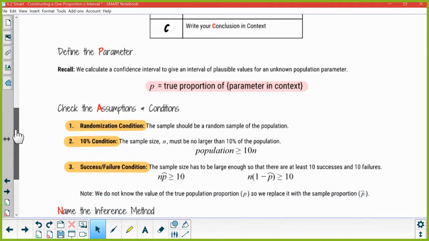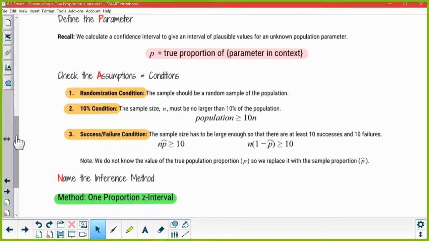Next thing we're going to do is check assumptions and conditions. Randomization, 10%, success/fail. All of this is the same from sampling distributions. The only difference is in my success/fail condition, typically it was n times p is greater than or equal to 10, n times 1 minus p is greater than or equal to 10. But notice that in this problem, they are not p's, they are p hats.